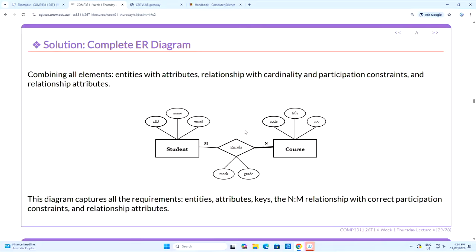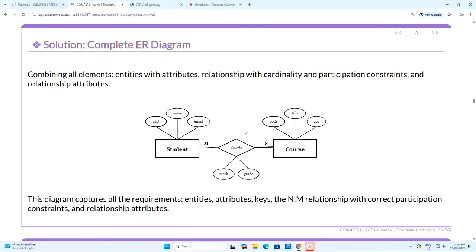I thought you said that if the arrow goes into something, then it would mean it can only have one of them, like for the student. Oh, so if the arrow goes into something, it means that this entity's cardinality is 1. So the car owner is 1. So one car owner corresponds to many cars.